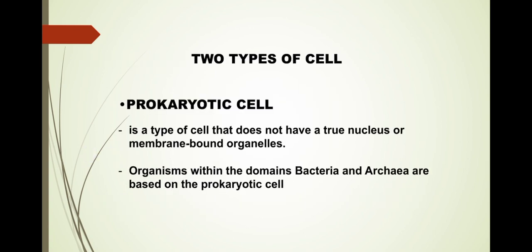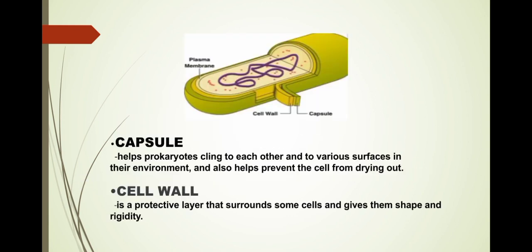So the next type of cell is the prokaryotic cell. When we say prokaryotic cell, it is a type of cell that does not have a true nucleus or membrane-bound organelles, and organisms within the domains bacteria and archaea are based on the prokaryotic cell. So these are the parts of the prokaryotic cell. The first one is the capsule. When we say capsule, it helps prokaryotes cling to each other and to various surfaces in their environment. It also helps prevent the cell from drying out.